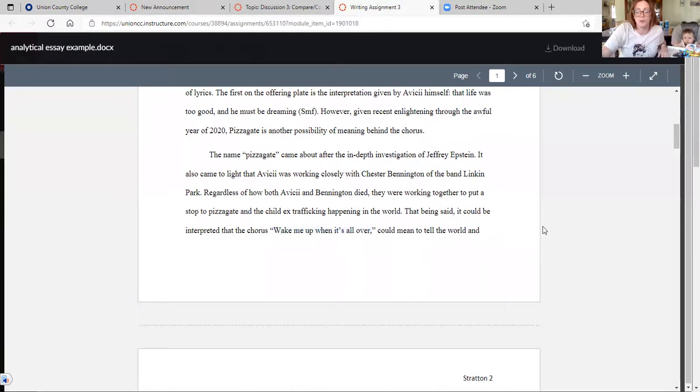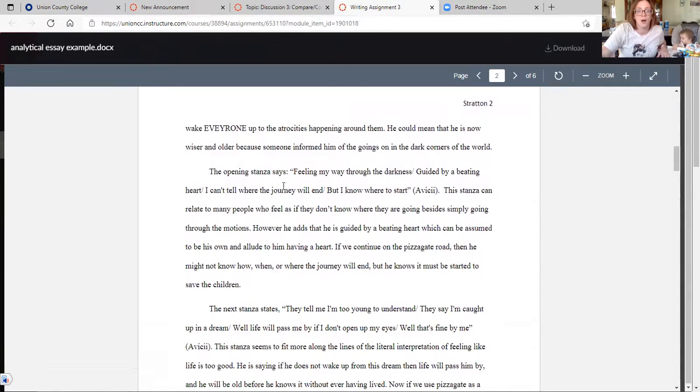Wake me up when it's all over. Okay. Opening stanza, feeling my way through the darkness, guided by a beating heart. I can't tell where the journey will end, but I know where to start. Okay. So I give you the lyric and then I break it down.